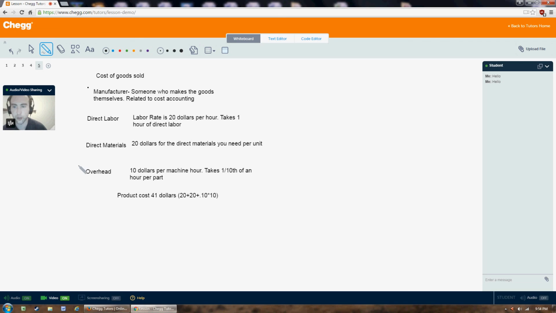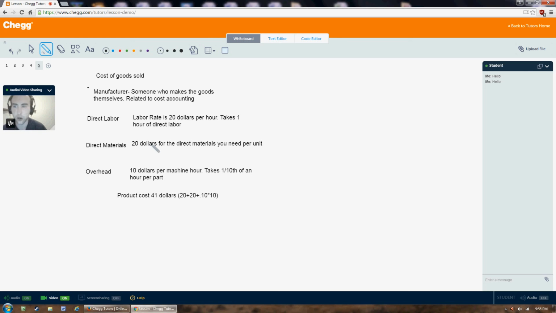So for instance, if we had factory supervision, we had janitorial work, we had oil for the part, we could lump all that together, and let's say it cost us $10 per machine hour, and we know it takes 1/10 of an hour per part. Our total overhead cost would be $1 in that case. So when we combine that with our direct materials and direct labor, our total cost would be $41.